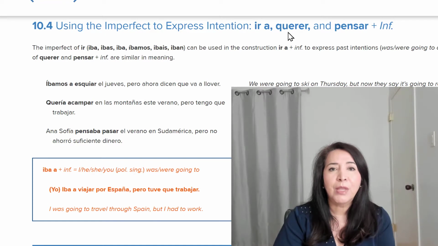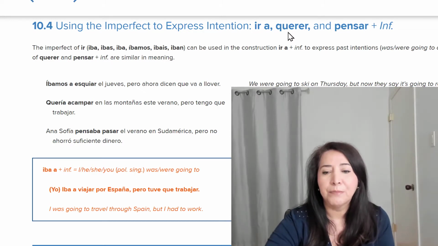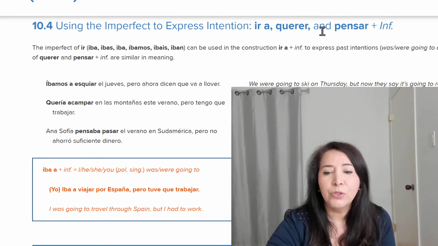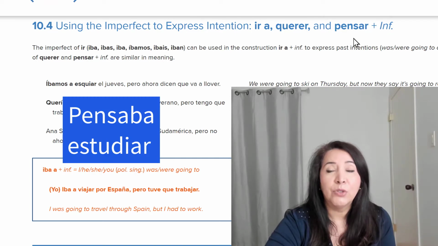What's an infinitive? A verb that is not conjugated. How do you know that it's not conjugated? It ends in AR, ER, or IR. I was planning to do something. Pensaba estudiar.